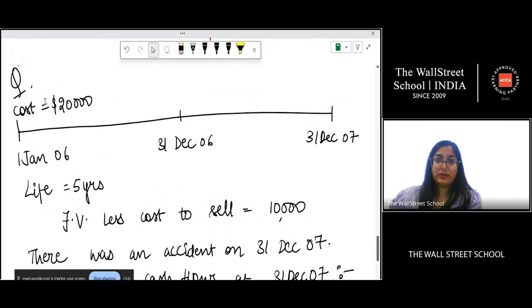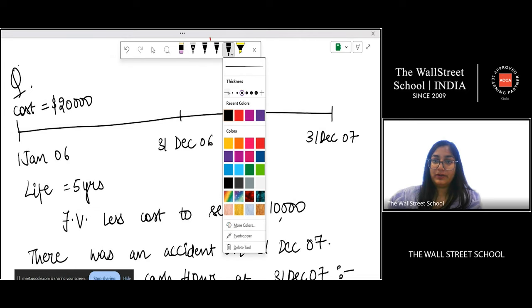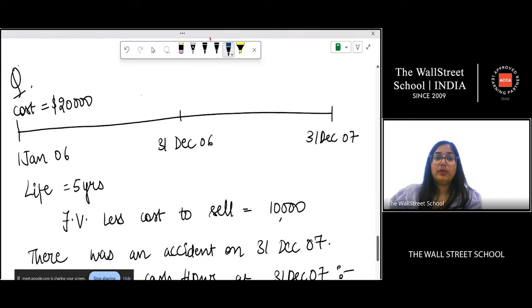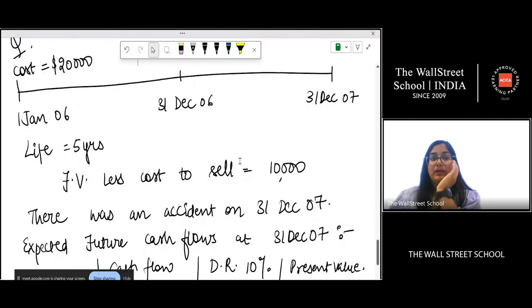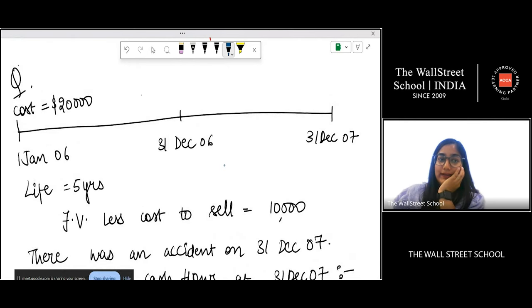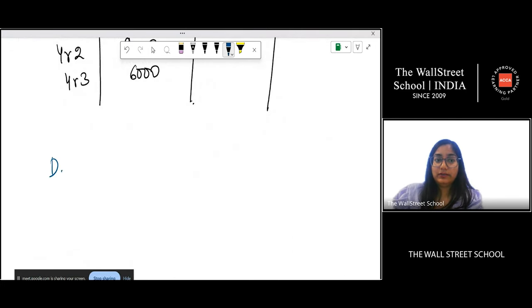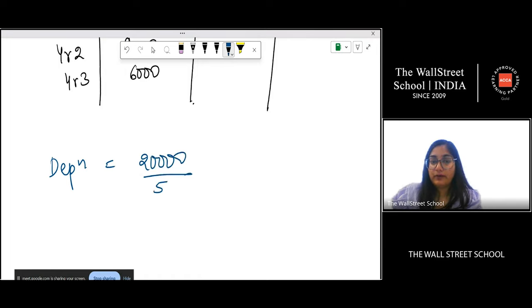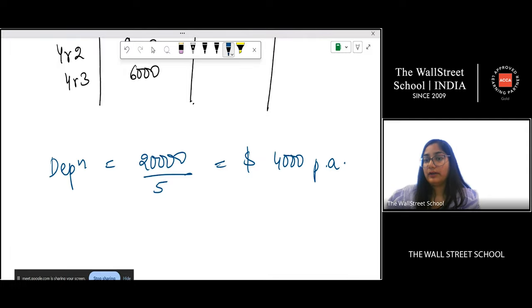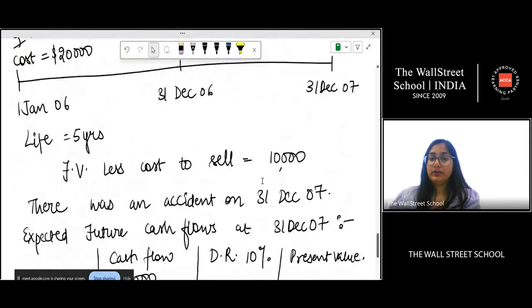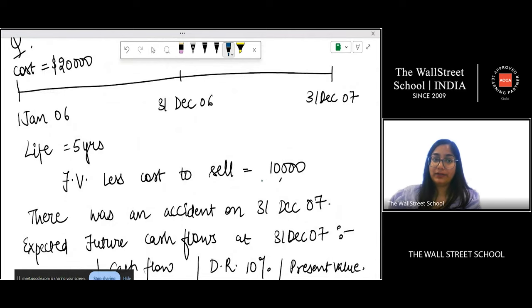You can actually note it down later on once we are done with discussion part. So now in this question, what is actually happening is the cost of the asset is 20,000 and the life of the asset is 5 years. So that means if we have to calculate the depreciation, it will be 20,000 divided by 5. That is 4,000 per annum. So during the year, there was nothing that has happened till now.